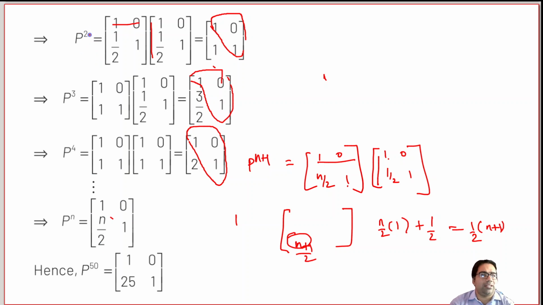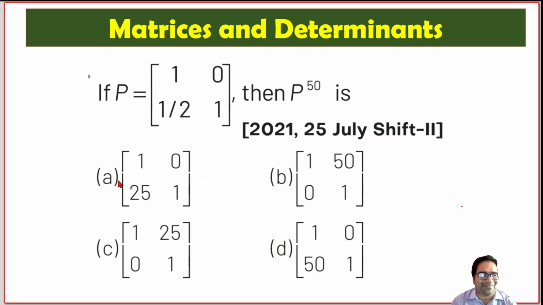At the same time, this relation is satisfied for n equals 1, n equals 2, n equals 3, etc. So by mathematical induction, because it is valid for the base cases, and it is valid for the general case, that is, when it holds for n, n plus 1 is also true, we can say that this is the general result. Now, when n equals 50, this becomes n by 2, which is 25. So this is the correct answer.